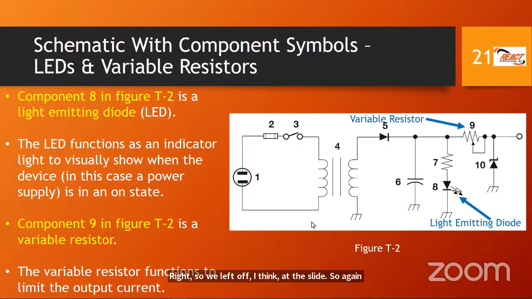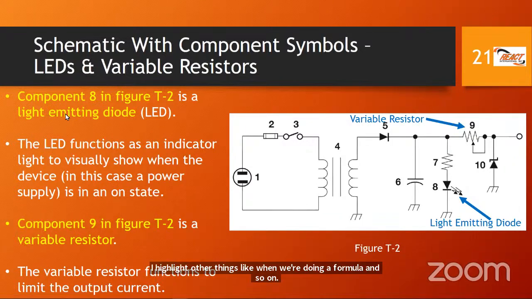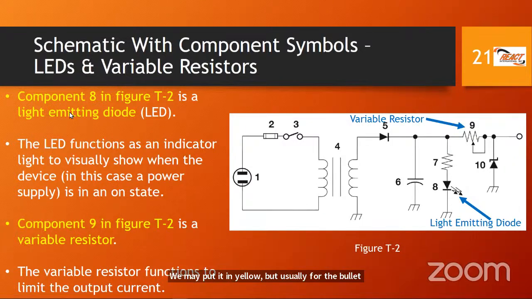All right, so let's deal with a couple more components in our schematic that you will get in the exam. These are exam questions. Again, the tip that we give, most of the time when you see something in yellow writing, it's an exam question. Not all the time. Sometimes I highlight other things like when we're doing a formula and so on, we may put it in yellow. But usually for the bullet points, anything in yellow is or are exam questions.